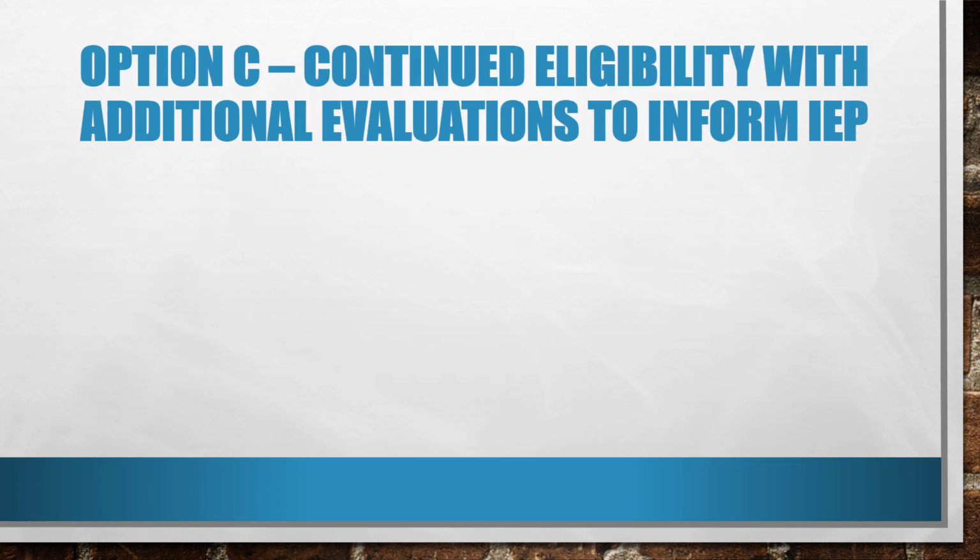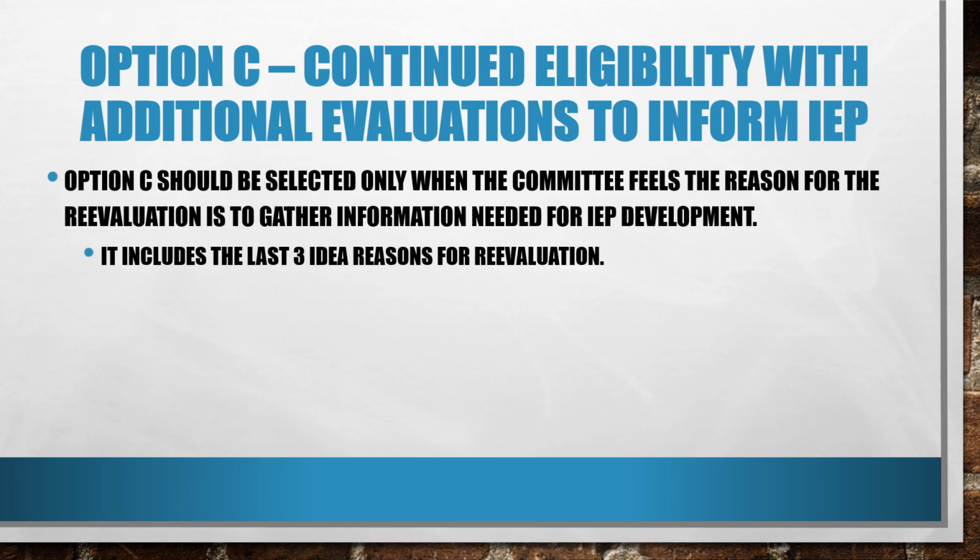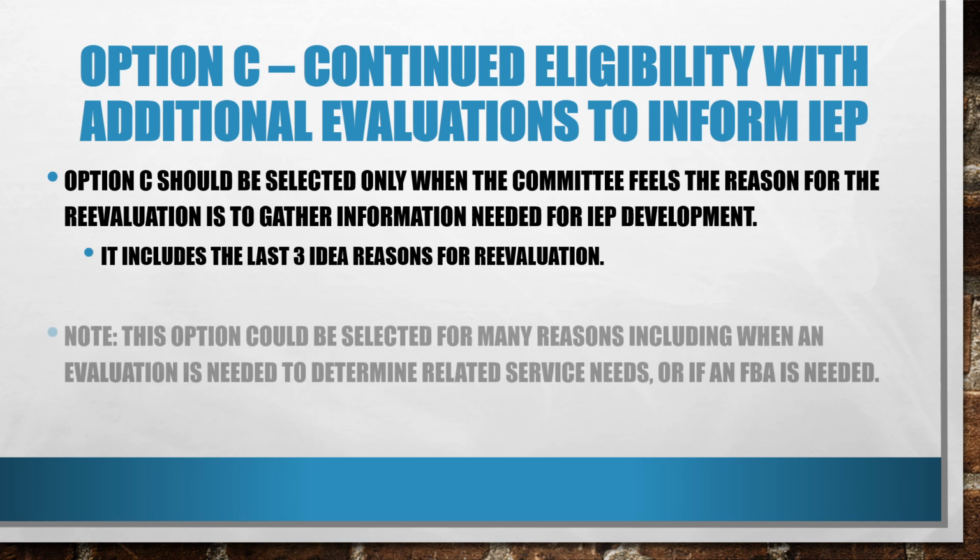Option C is the last option in our reevaluation data review event to review and discuss. Option C is used only when the committee feels that the IEP team needs additional information through an evaluation report. However, the eligibility areas are still current and the evaluation will inform services, related services, or supports in the IEP itself. These choices support the last three reasons for reevaluation given in IDEA.